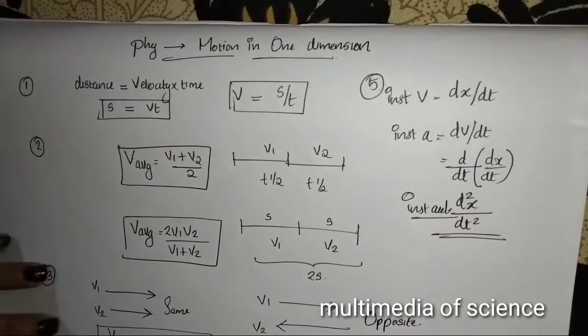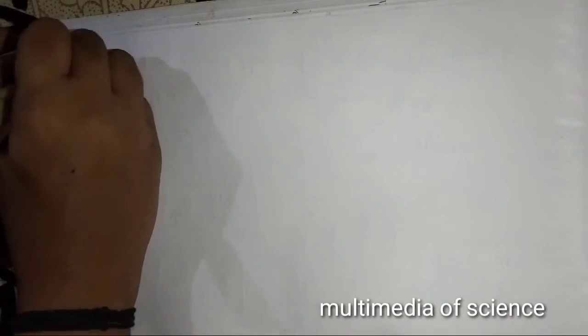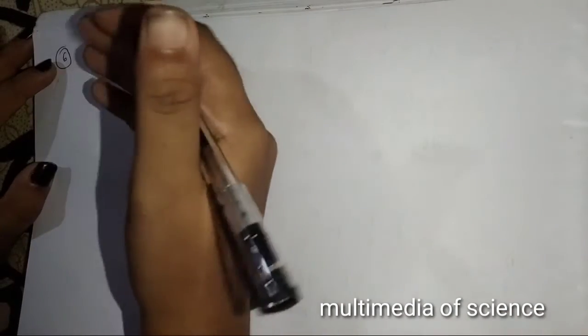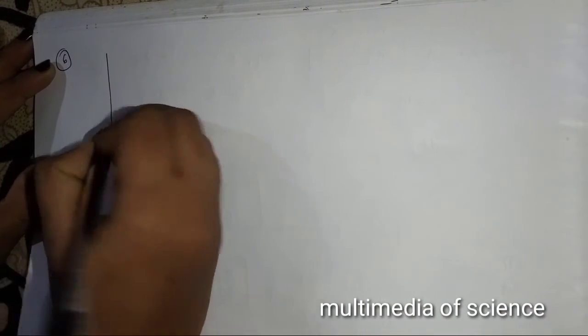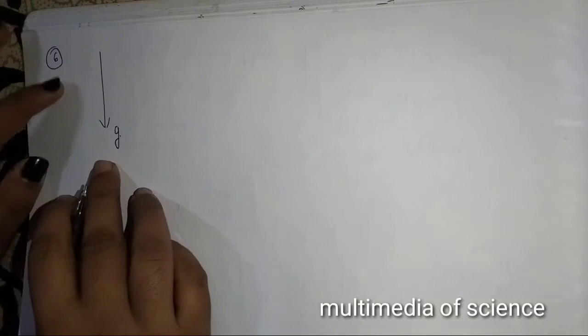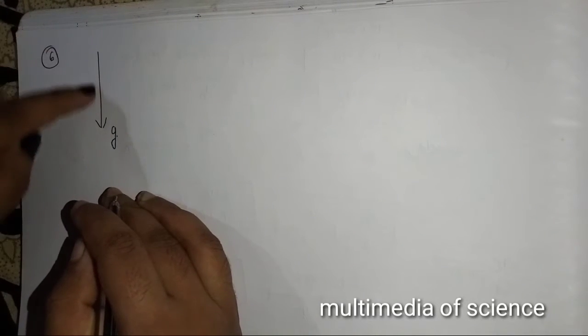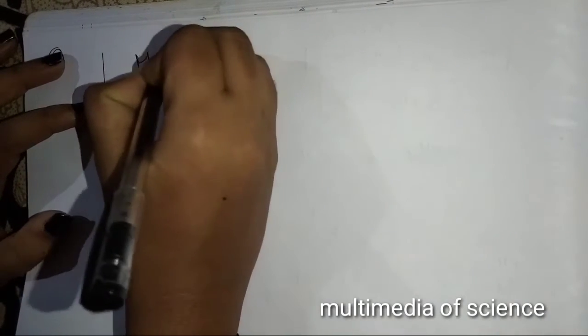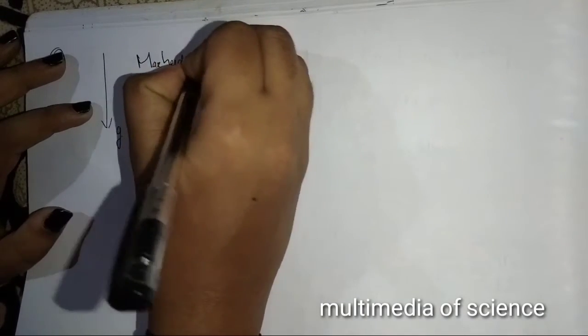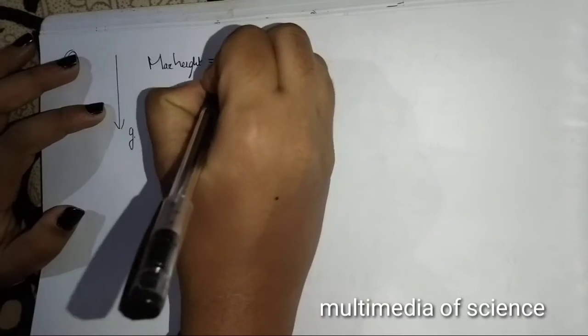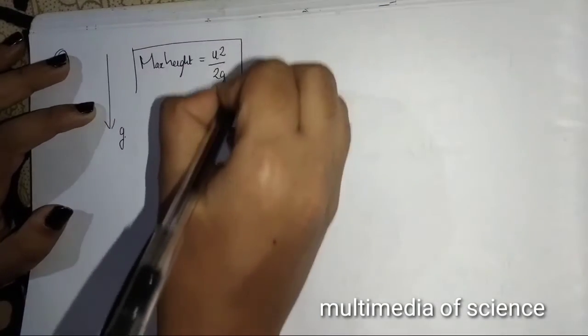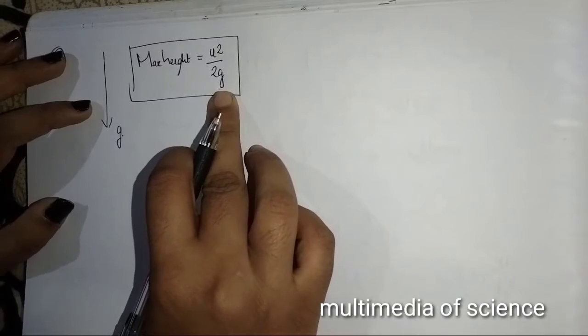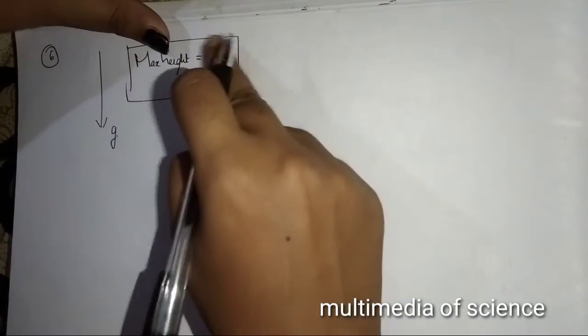Next is about the equation for the height. The sixth one is about vertical motion under gravity. In the presence of the gravitational force, the vertical motion is happening. Then what is the maximum height? The equation for the maximum height is u square by 2g. Maximum height is equal to u square by 2g.